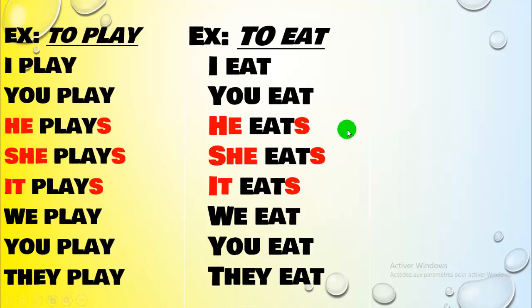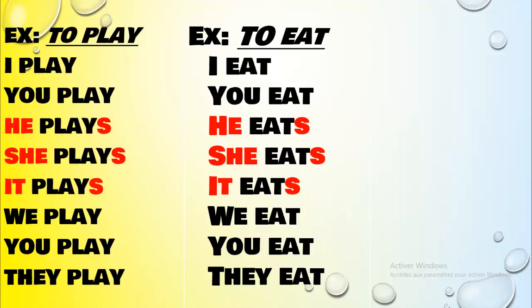Now, look at this. In red, you have S at the end of the verb. The verb ends in S at the third person singular: he, she, it. When the subject is singular, we add S at the end of the verb. He sleeps, he plays, he eats, he drinks, he runs. So we have S, and the S is pronounced.